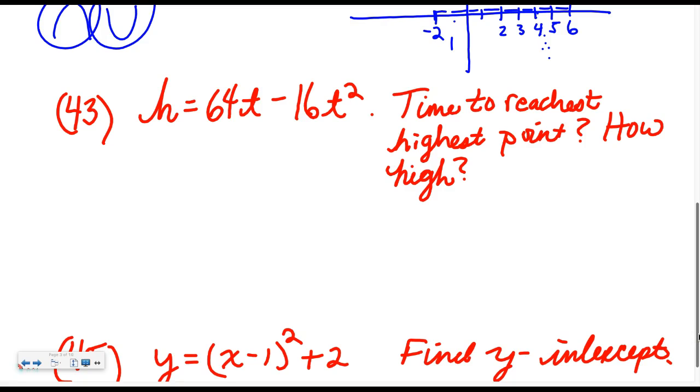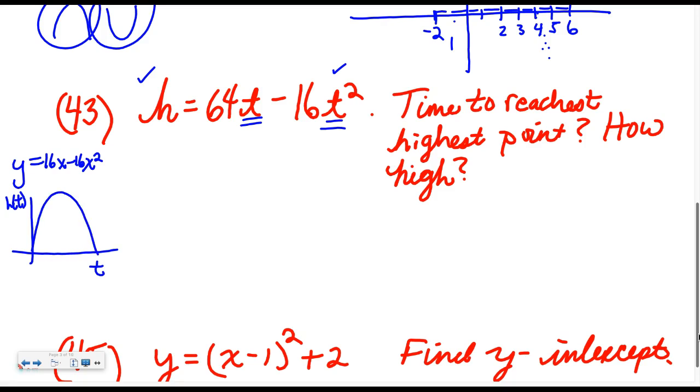43 is a word problem that gives you the model of a height of a certain object after a given time. And it says find the time. So I'm looking for the t here. This is equivalent, by the way, to y equals 16x minus 16x squared. It's just that in this scenario, our x-axis is time, and our y-axis is giving us our height, and something's going up and then coming back down. I want to know how much time it took to reach its maximum.